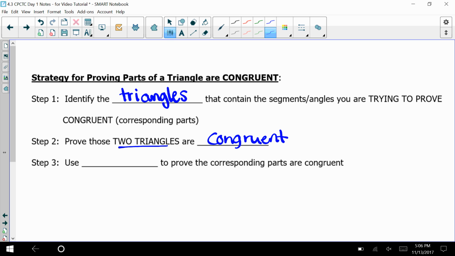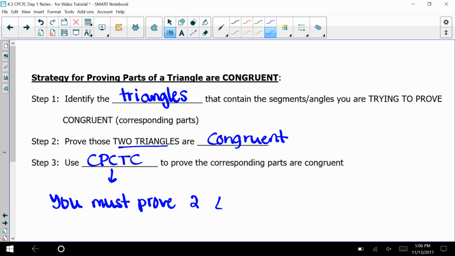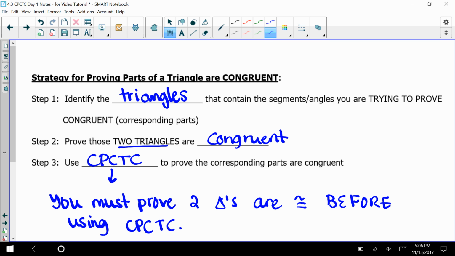So back to side-angle-side, angle-side-angle, side-side-side. Those postulates, we're trying to prove triangles congruent. And then we're going to use CPCTC to prove the corresponding parts are congruent. So you must prove two triangles are congruent before using CPCTC.